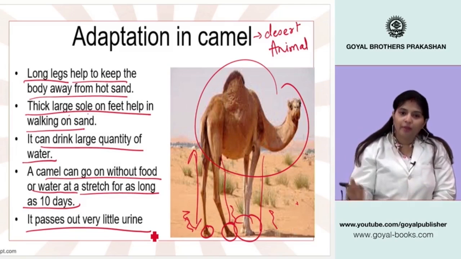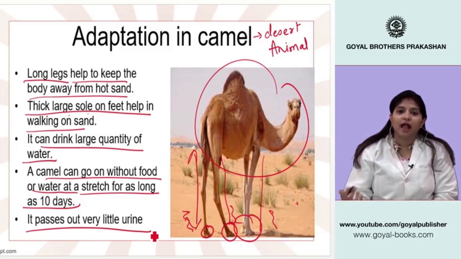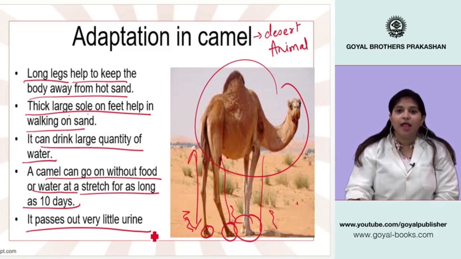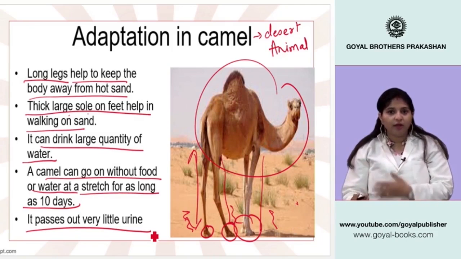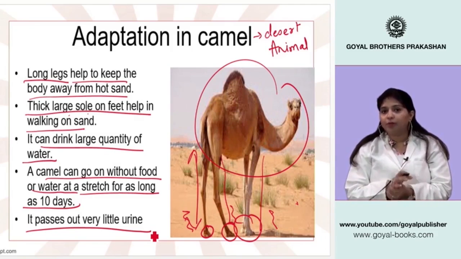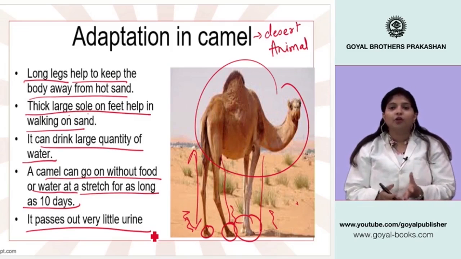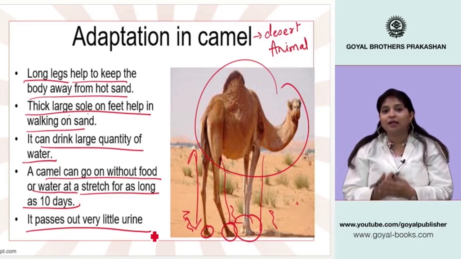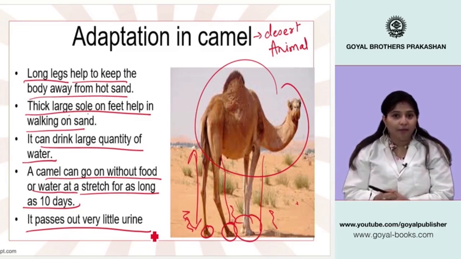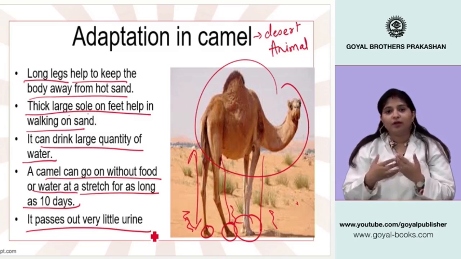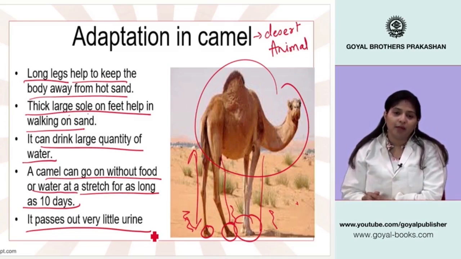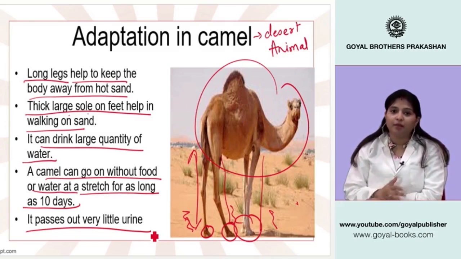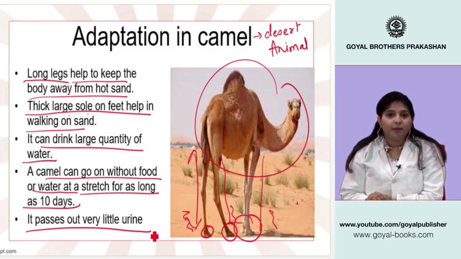So we see there are so many different changes happening in the camel's body, and according to the desert, we see the main purpose of the body, whether it is a plant body or an animal body, is to conserve water to sustain in that kind of hot and dry climate, right? So I hope you were able to understand the different kinds of adaptations an organism, be it a plant or an animal, takes up whenever it is present in such a climate.